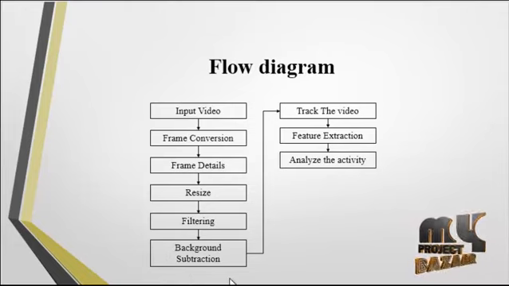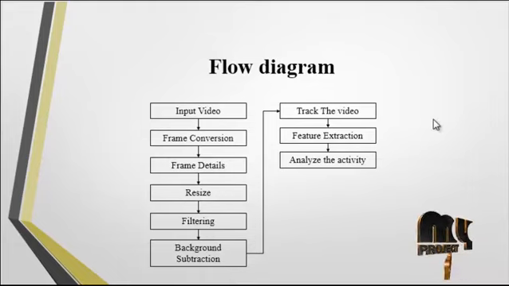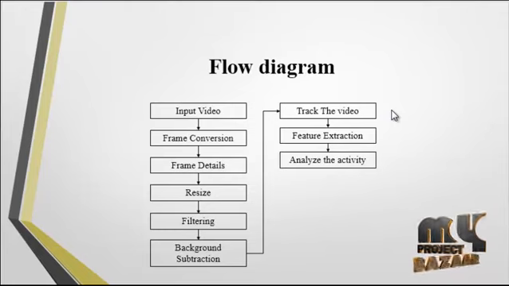After the filtering, the background subtraction will be carried out. In this background subtraction, the foreground region will be extracted and the other backgrounds will be eliminated. Here the foreground is considered as the human object. After the background subtraction, the tracking will be carried out. In this tracking process, the human region will be tracked by using the bounding box and the other regions will be neglected.